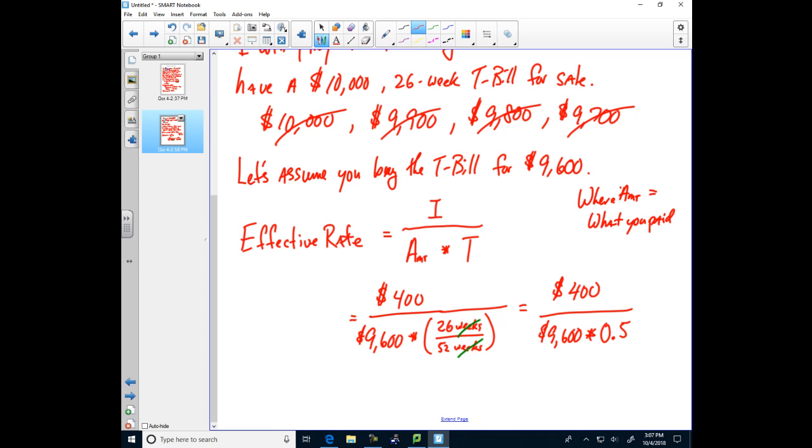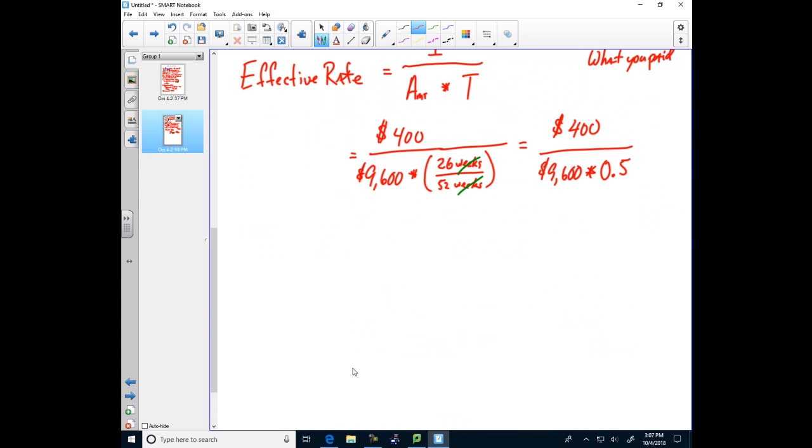You can leave it as 26 over 52 if you want to, and I'll show you how to do that. Most of y'all have graphing calculators, don't you? Well, I'll show you how you do that. So get your calculators out.